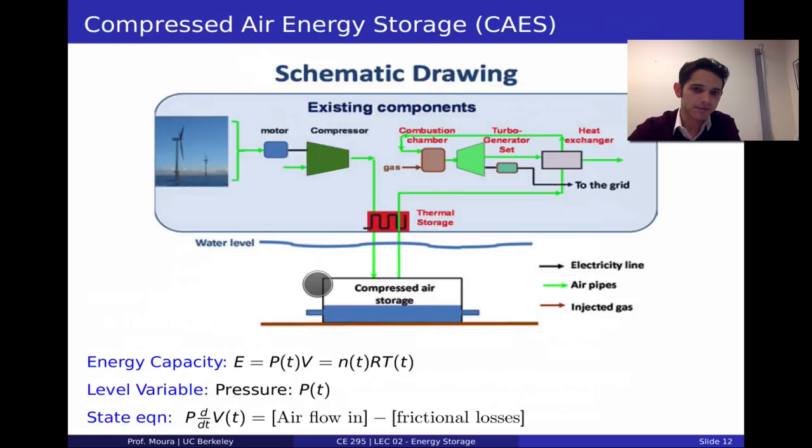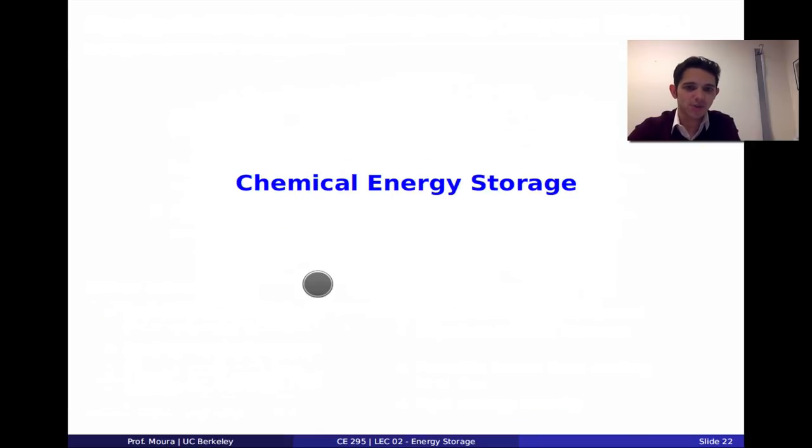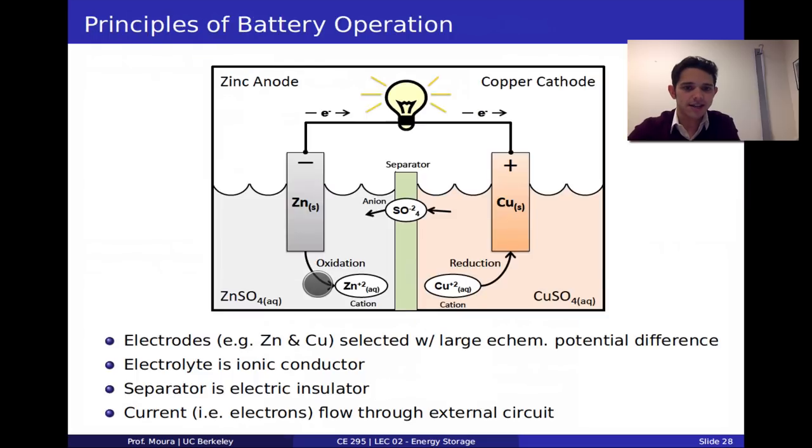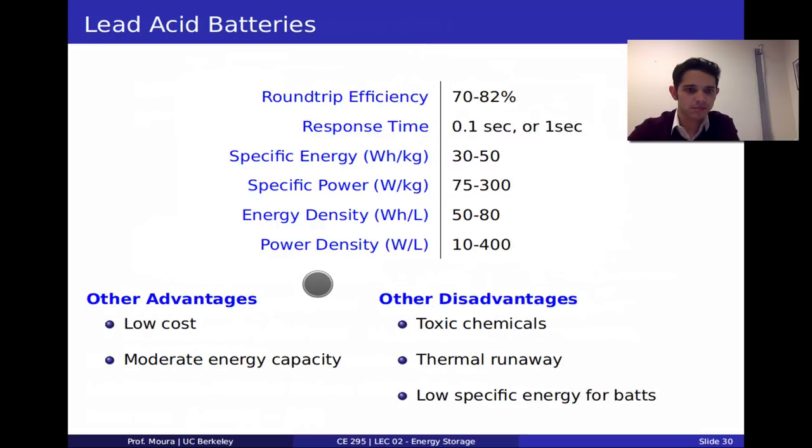But why are they used so commonly? Lead is cheap. It's easy to source. Yeah, so it's low cost. The chemicals are toxic, actually, because we have these sulfuric acids in them. They can exhibit thermal runaway. It's less dangerous than lithium-ion batteries in general.